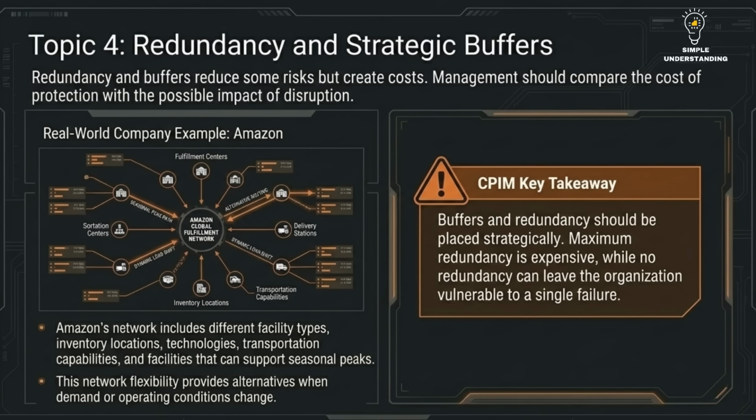Real-world company example, Amazon. Amazon's network includes different facility types, inventory locations, technologies, transportation capabilities, and facilities that can support seasonal peaks. This network flexibility provides alternatives when demand or operating conditions change. CPIM key takeaway. Buffers and redundancy should be placed strategically. Maximum redundancy is expensive, while no redundancy can leave the organization vulnerable to a single failure.